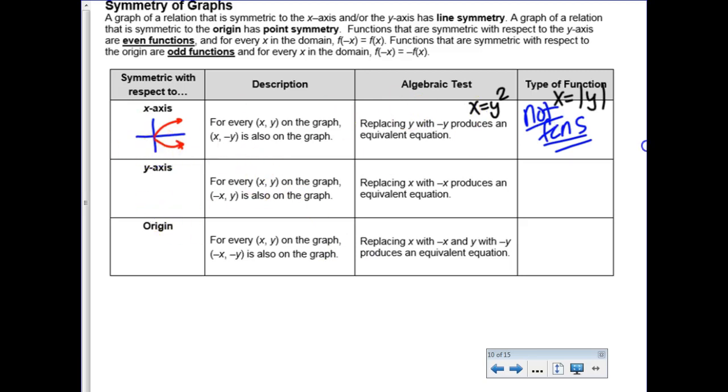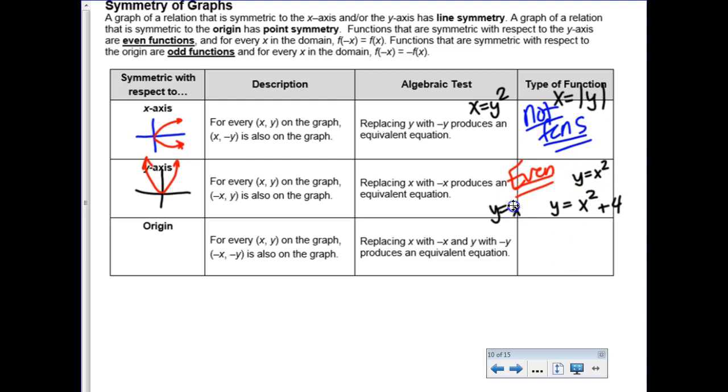Here's what we're going to talk about. Things that have symmetry of the y-axis. So your friend, the generic parabola that's centered at the origin. That has symmetry of the y-axis. And we call functions that have symmetry of the y-axis even. So examples of an even function would be y equals x squared. y equals x squared plus 4.